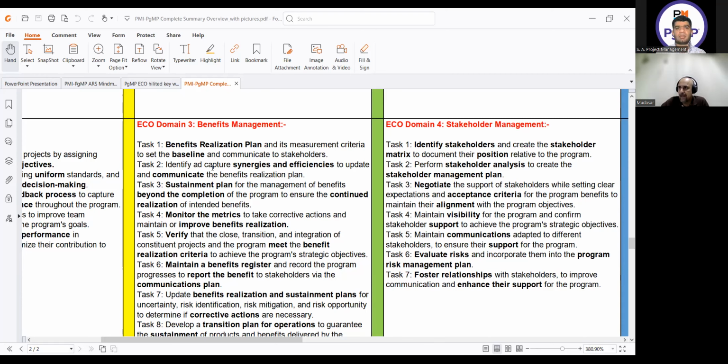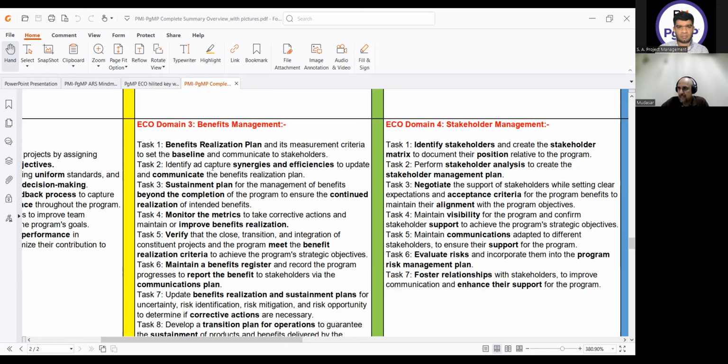Okay. Number 3 is a sustainment plan for the management of benefits beyond completion of the program to ensure the continued realization. So for continued realization, we have to use a sustainment plan to make sure the benefits continue beyond the completion of the program. Continued realization. So number 4 is monitor the metrics to take corrective action to maintain or improve benefit realization. So in order to improve benefit realization, we have to monitor the metrics. Yes. Okay.